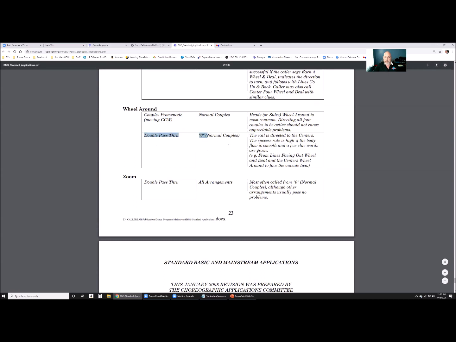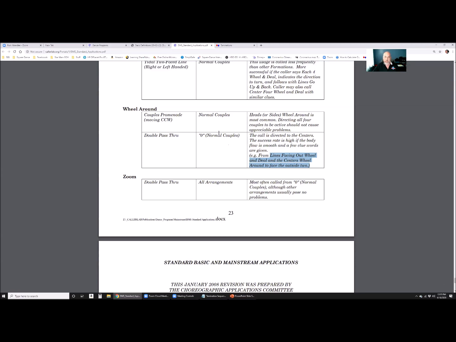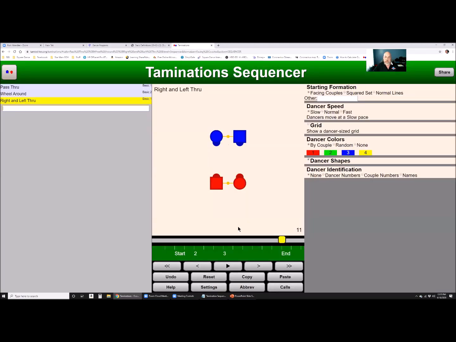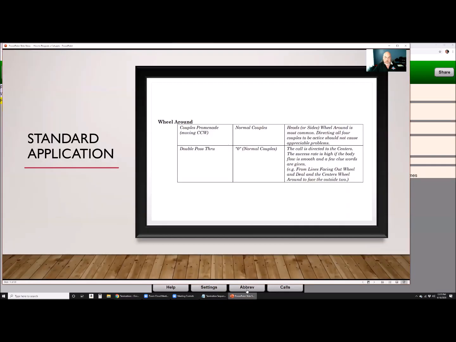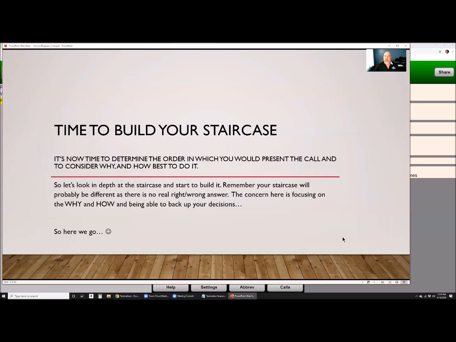So going down to the second part, we've got this double pass through. Seems to be the next spot that it's done. And it'll tell you here, lines facing out, wheel and deal, centers wheel around to face the outside too. Okay, so we can leave this standard application alone, and then we're going to start taking a look, and it's time to start to build the staircase for me.